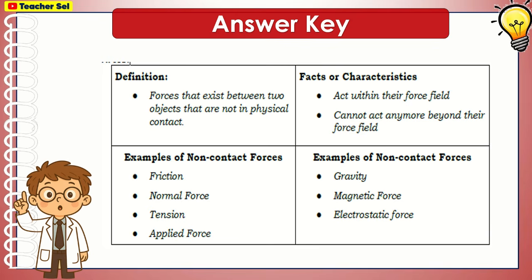Here are the correct answers. For definition, forces that exist between two objects that are not in physical contact. Facts or characteristics: act within their force field, and cannot act anymore beyond their force field. Non-examples: friction, normal force, tension, applied force. Examples of non-contact forces: gravity, magnetic force, electrostatic force.